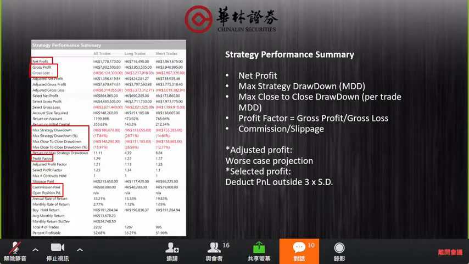There's one more point I'd like to add. Can you see the adjusted net profit below the gross profit and gross loss? Basically, the term adjusted means more like the worst case projections. MultiCharts will do some calculation for you, and the adjusted profit means it deducts the P&L outside 3 standard deviations. It's also trying to give you an impression of your strategy: assume that when some of the profits or some of the losses get taken away, what would the result of your strategy be like?